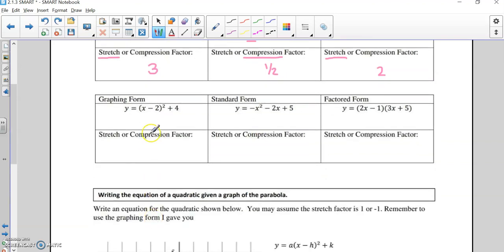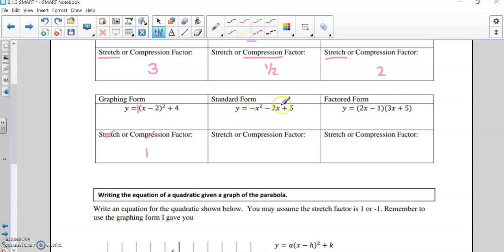All right, for the next one, we have this graphing form equation. Notice how there's no number at the beginning. What that means is that there's always just an imaginary 1 there, so that's our factor, and it's not a stretch and it's not a compression. Having no number there just means that there is no stretch or compression, so the size of your parabola is just going to be standard.